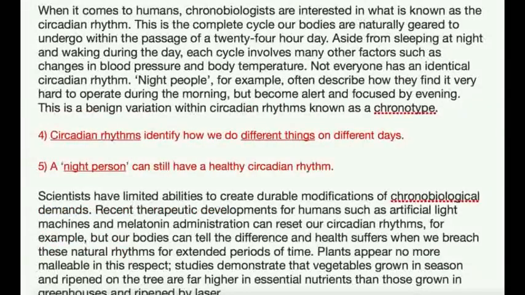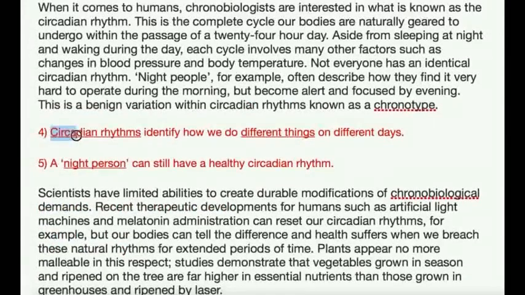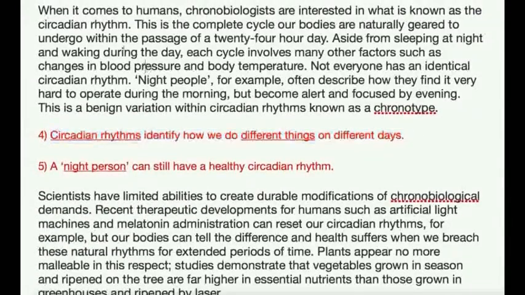Now we'll look at question 4. Circadian rhythms identify how we do different things on different days. Now the answer to this is again giving a definition of circadian rhythms, and we can see the definition is here. This is a complete cycle our bodies are naturally geared to undergo within the passage of a 24-hour day. So that is the answer to this question. We should read any more information in case this is connected. Aside from sleeping at night and walking during the day, each cycle involves many other factors such as changes in blood pressure and body temperature.